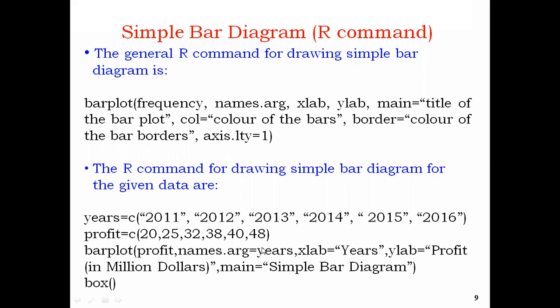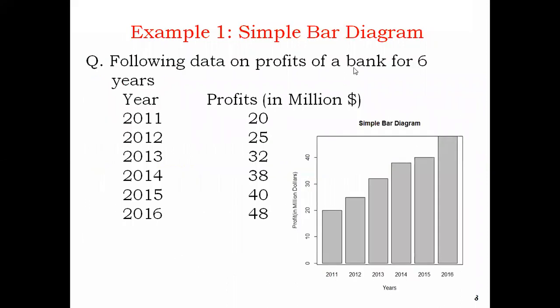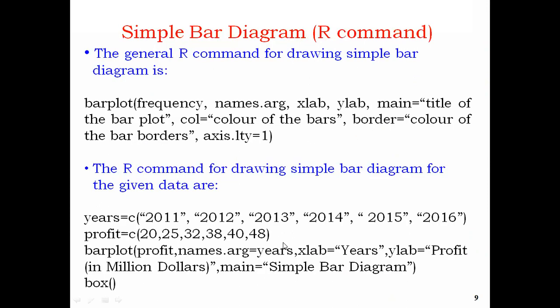And now you see, X lab, I have already told, is years, then Y lab is your profit in $1 million, and then main is equal to simple bar diagram. If you put in main $1 million, then the dollar symbol will also come here, no problem. Here I'm writing dollars, and if you want to give this, no problem. And then main is simple bar diagram. We are going to plot a simple bar diagram, so that's why we are writing the title as simple bar diagram. Okay, and then box.